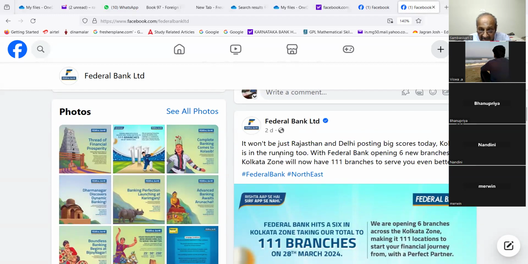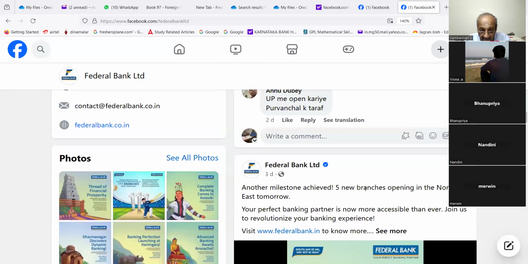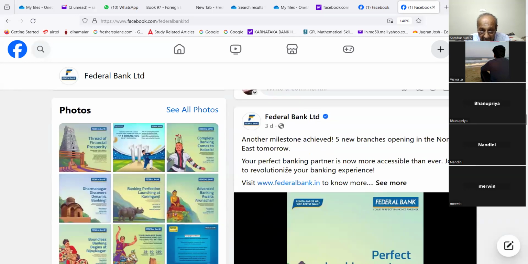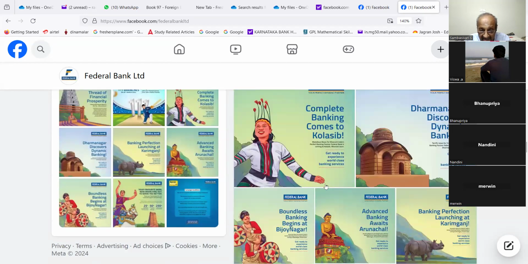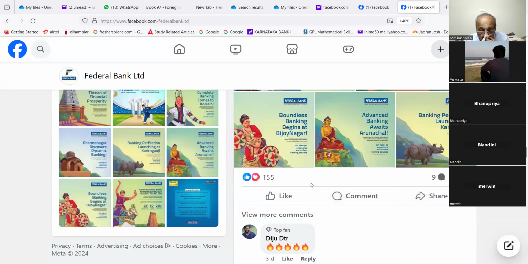It won't be just Rajasthan and Delhi posting big scores today. Kolkata is running too, with Federal Bank opening 6 new branches. Kolkata zone will now have 111 branches. Like this, if you go through this, you will know. Another milestone achieved: 5 new branches opening in the Northeast tomorrow. Your perfect banking partner is now more accessible than ever. Join us to revolutionize the banking experience. Complete banking comes to Dharmanagar, then boundless banking begins.